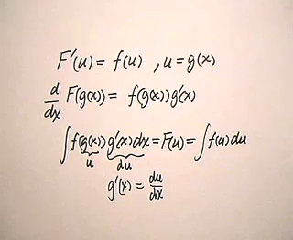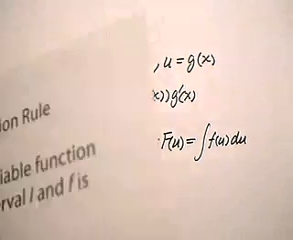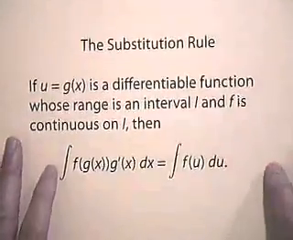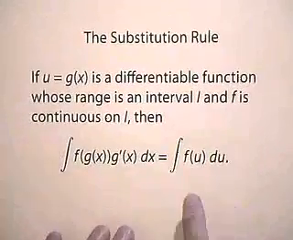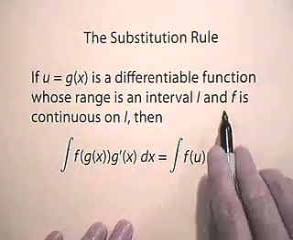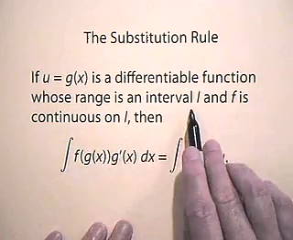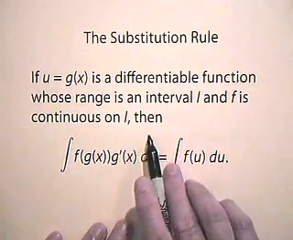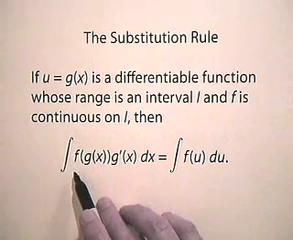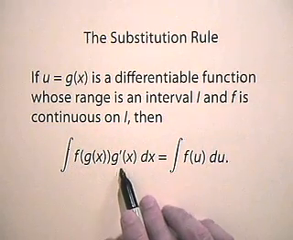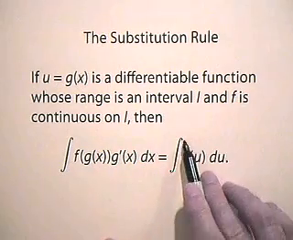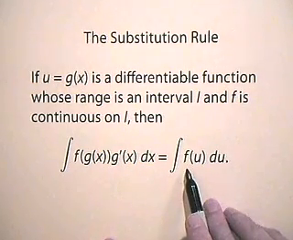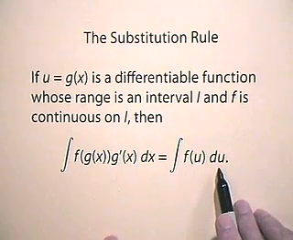So the technical condition here is that we have to have u equal g of x as a differentiable function whose range is an interval capital I, and f is continuous on I. Then we can say the indefinite integral of f of g of x times g prime of x dx equals the indefinite integral of f of u du.